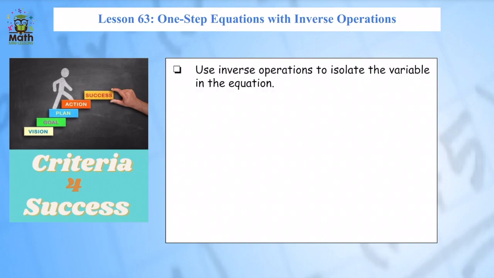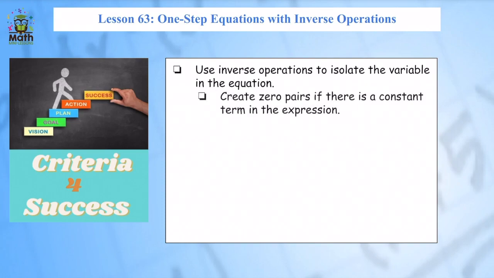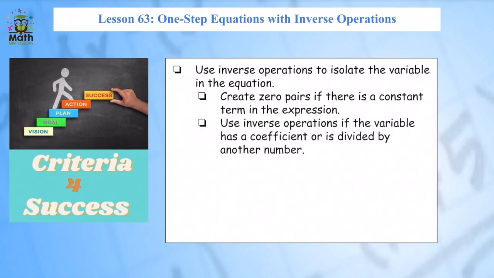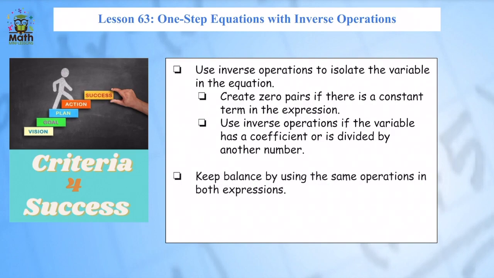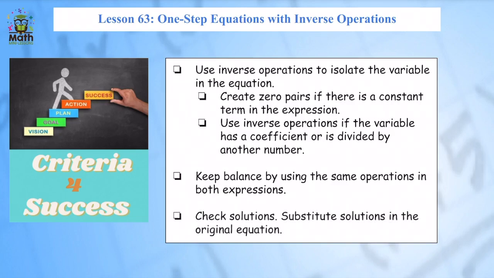There are two things you're going to see me do. The first one is if I have a plus or a minus, I'm going to create zero pairs. I want you to watch how I create zero pairs to get the variable by itself. Or if there's a coefficient, how I use division to actually separate it from the variable. Then I want you to notice how I keep balance throughout my work by making sure whatever I do to one expression, I got to do to the other. So it keeps balance. And I always check my solutions using substitution.